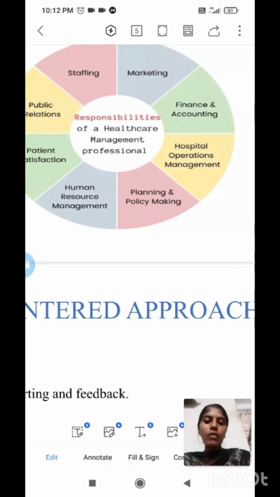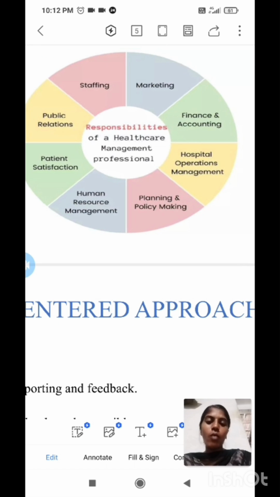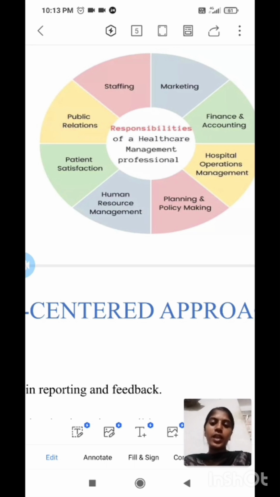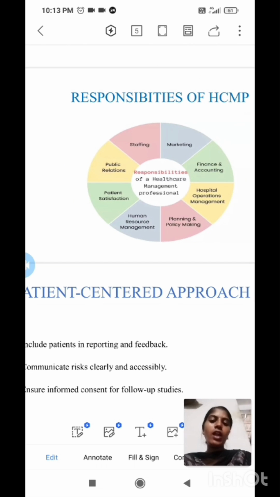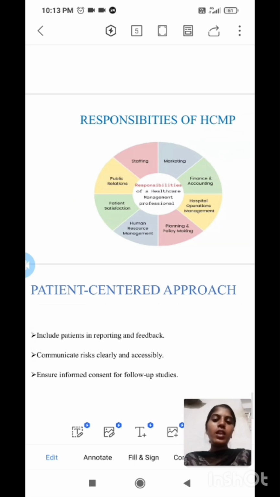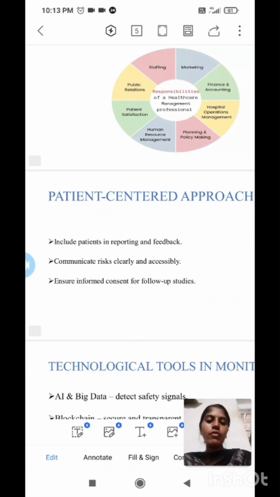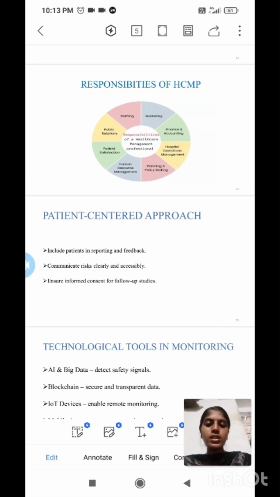So what types of responsibilities do we have? Staffing, marketing, finance and hospital operations, planning and policy, marketing, human resource management, nothing but HR management, patient satisfaction and public reactions. With these responsibilities, we can design the next product and develop what patients need. Then, a patient-centered approach.